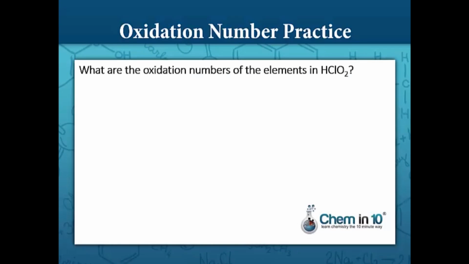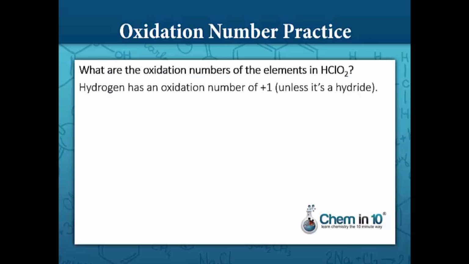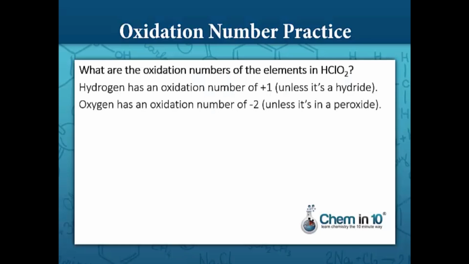What are the oxidation numbers of the elements in chlorous acid? We've looked at oxygen a lot, but here we also have hydrogen. Remember that hydrogen has an oxidation number of +1 unless it's a hydride. And of course, we remember that oxygen has an oxidation number of -2. All we have to do now is find the oxidation number of chlorine.